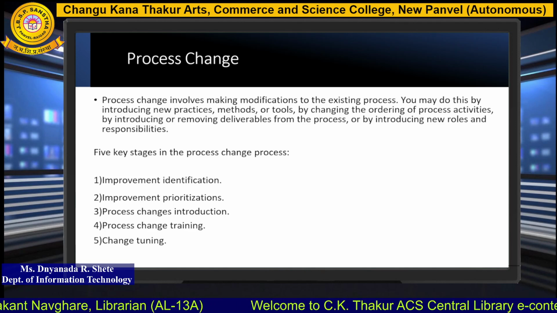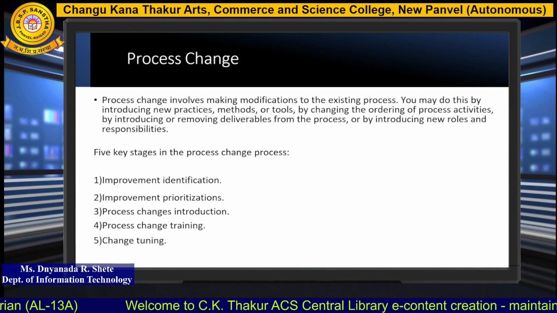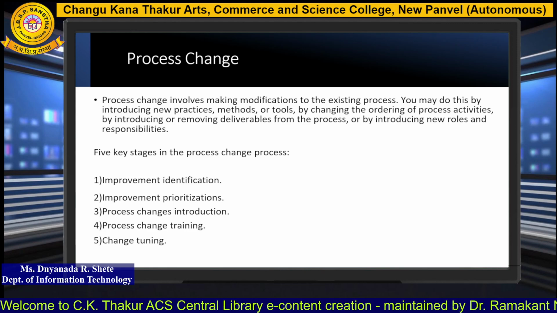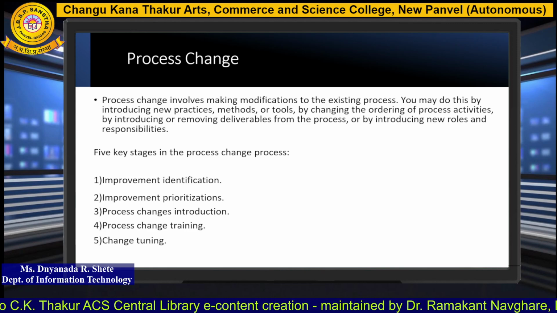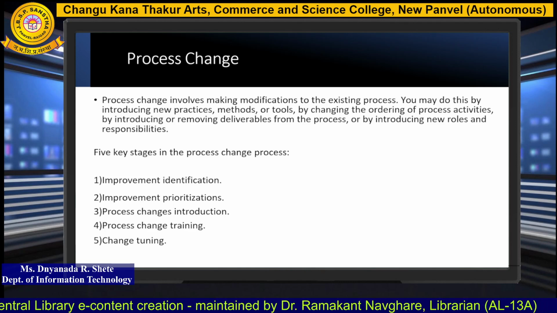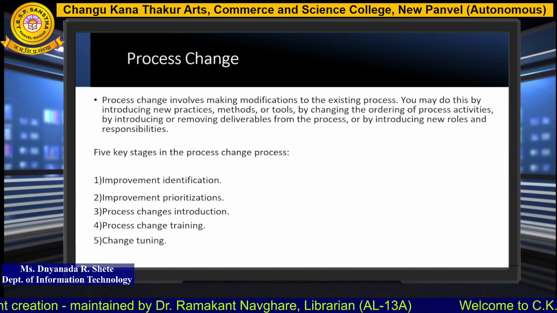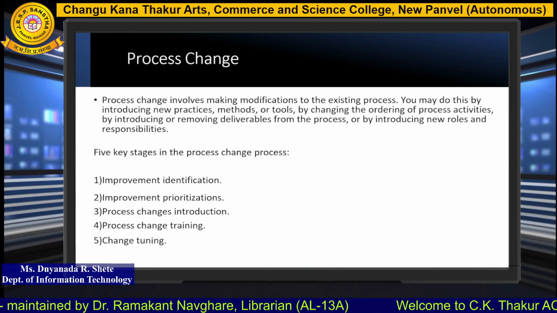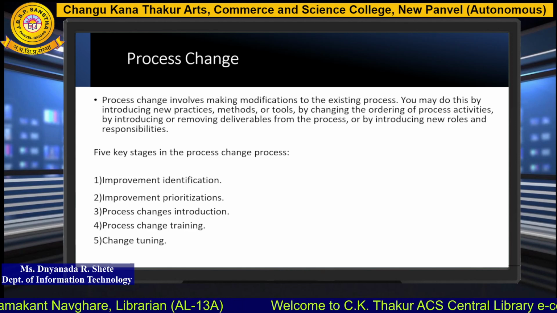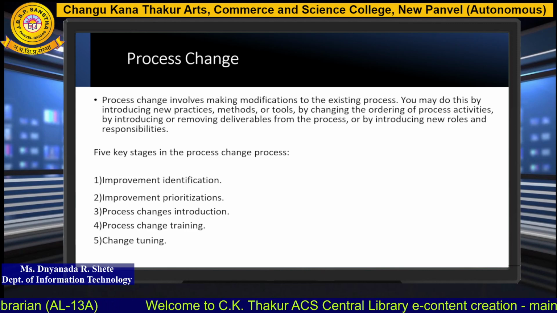You may do this by introducing new practices, methods or tools, by changing the ordering of the process activities, by introducing or removing a deliverable from the process, or by introducing new roles and responsibilities. There are 5 key stages in the process change process: first, improvement identification; then improvement prioritization; process change introduction; process change training; and the last one is change tuning. So these are the 5 stages of the process change process.